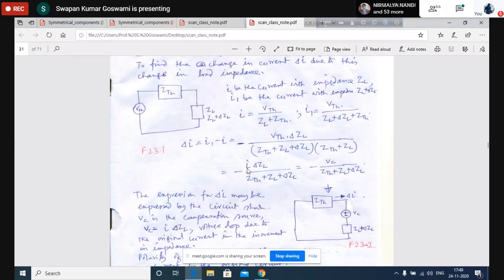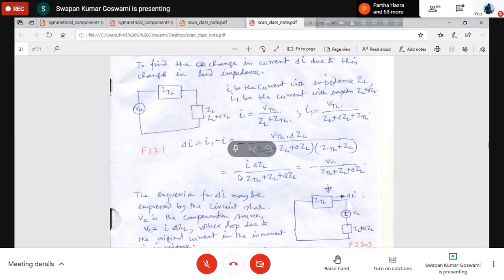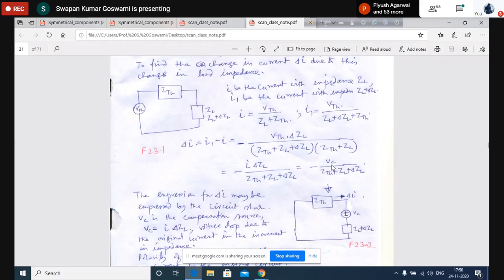That means the magnitude of Vc is this much, and what will be the polarity of Vc? Vc will be such that this I is opposed. Why is this I opposed? Because of the minus sign. That means Vc will actually push a current, deliver a current in the circuit in such a direction that I is opposed, and that is indicated by this minus sign. Okay. That's why I is here and Vc has been shown here to be minus.